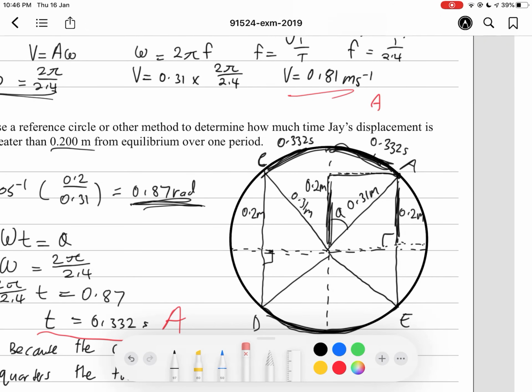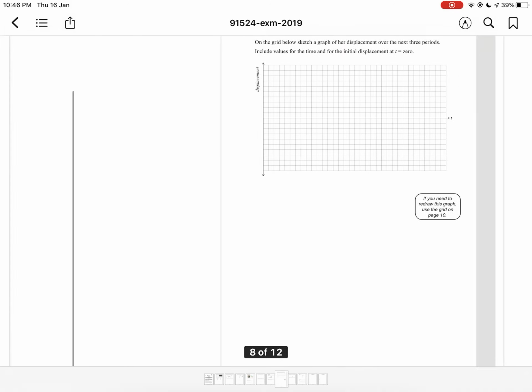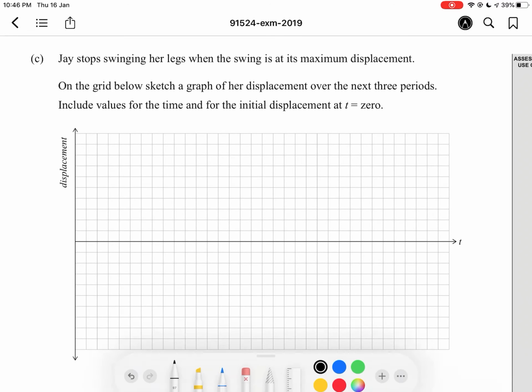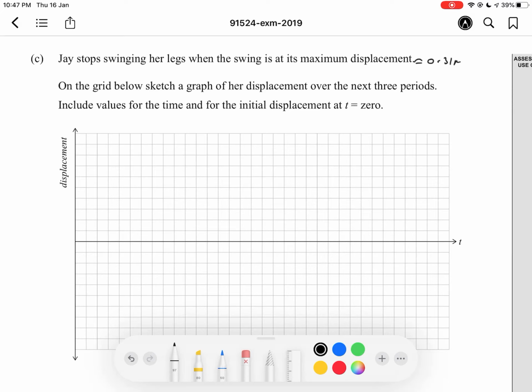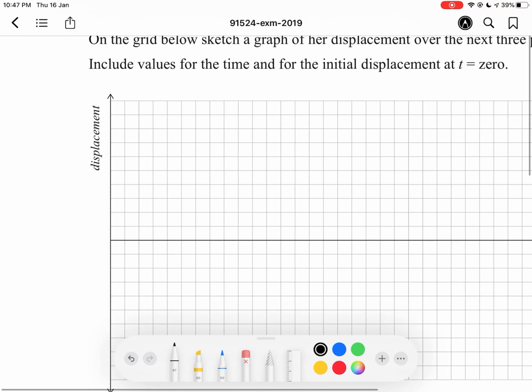So the maximum displacement would be this point B at the top of the circle here, and that point B is going to be equal to the amplitude, which is 0.31 meters. So at t equals 0, our displacement, our amplitude, equals 0.31 meters. We'll say each vertical box is 0.05 meters. So 1, 2, 3, 4, 5, 6. We can say this is 0.31 meters when t equals 0.